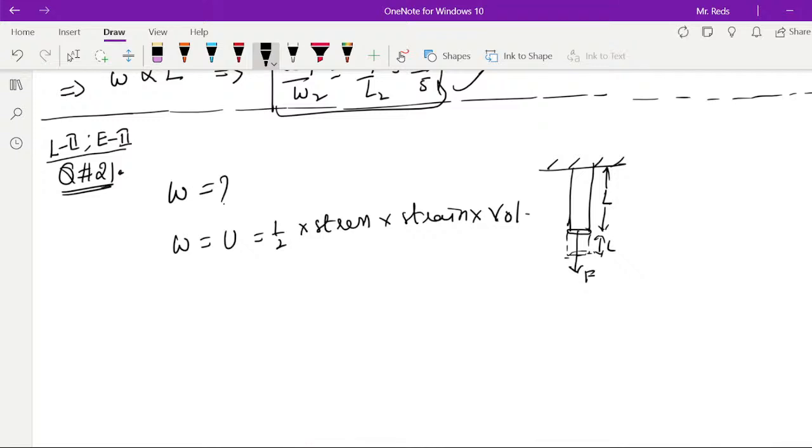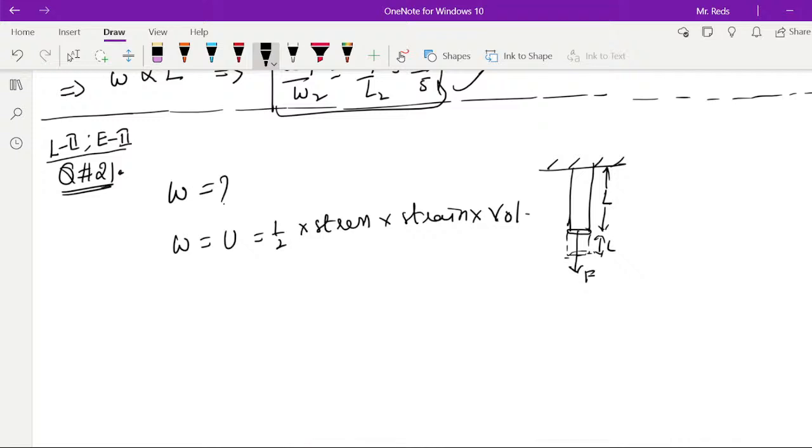Already a number of times I have repeated to you guys, yes, we have to work out by looking at the options only, right? Now, as in the options are mentioned in terms of F and L. L is extension, F is force. It means stress should be there, strain also should be there.